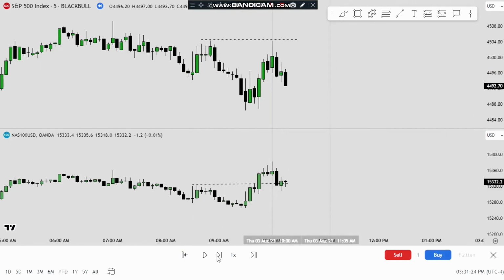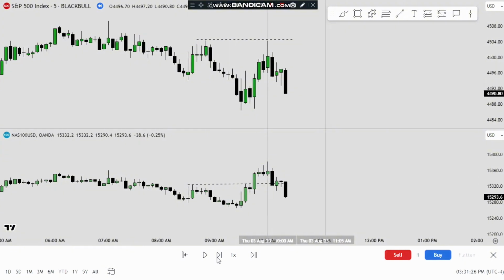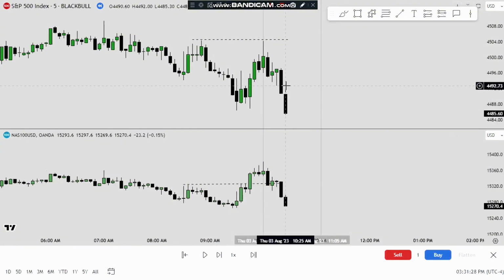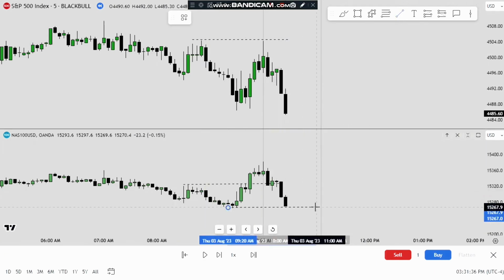Still no fair value gap. Okay, now there is a fair value gap. Okay, so let's see what happens now if that gap gets filled, or if we get a bullish fair value gap to the upside.